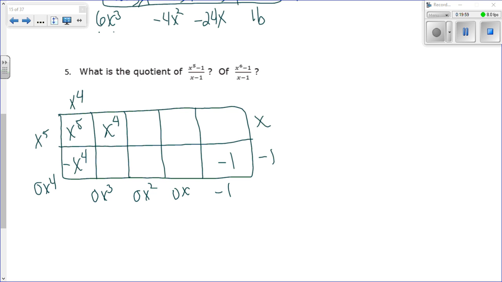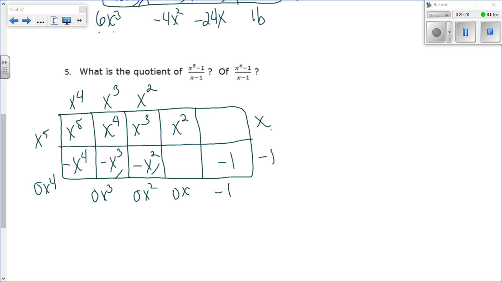What do I multiply x by to get that? Well, x to the third. X to the third times negative 1 is negative x cubed. I need that to be 0x cubed on that diagonal, so that makes this positive x cubed. I multiply x by x squared to get x cubed. X squared times negative 1 is negative x squared. And this diagonal over here needs to add up to 0x squared, so that makes this positive x squared.